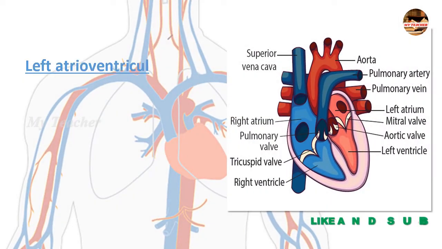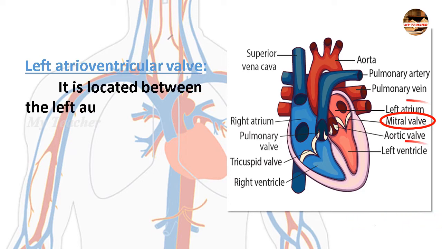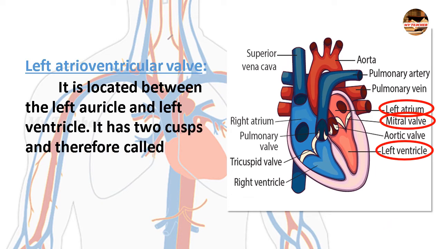Left atrioventricular valve or bicuspid valve or mitral valve. Find out the mitral valve and its position. It is located between the left auricle and left ventricle. It has two cusps and therefore is called the bicuspid valve or mitral valve.